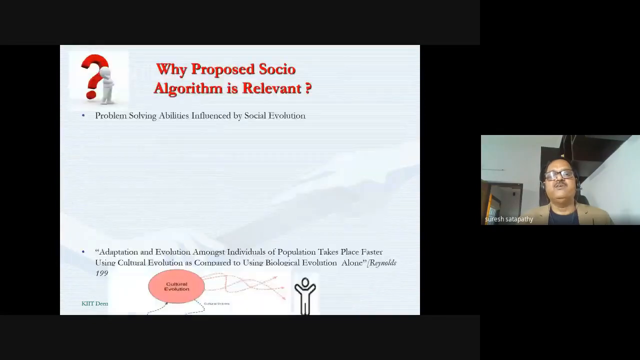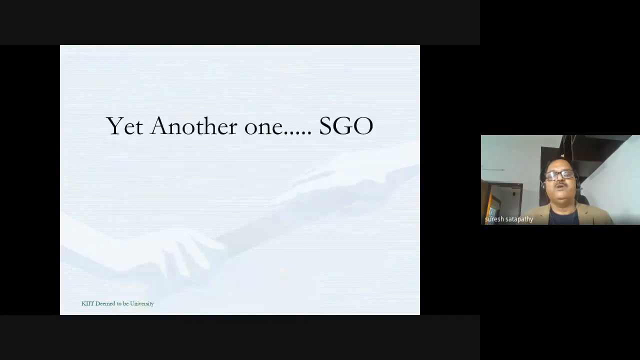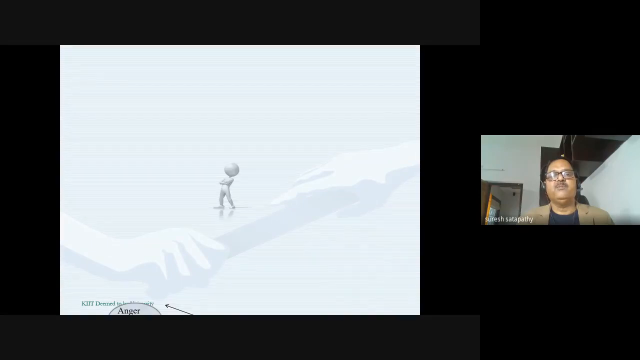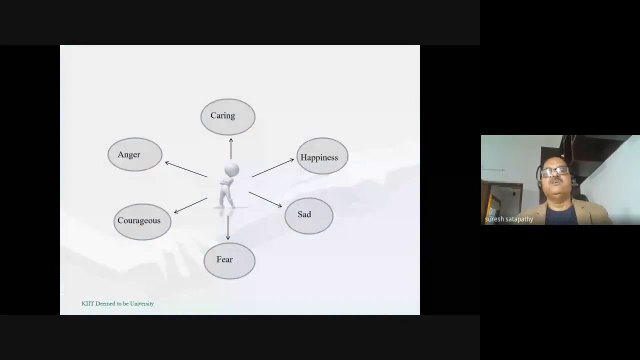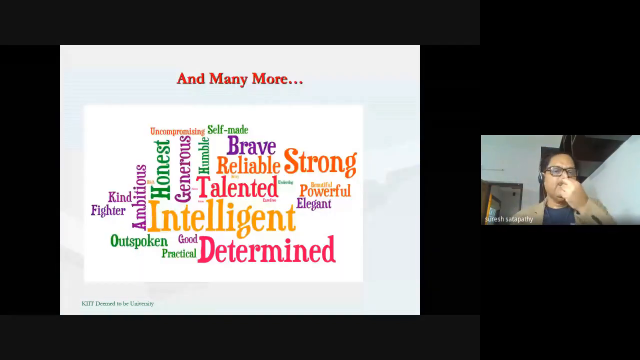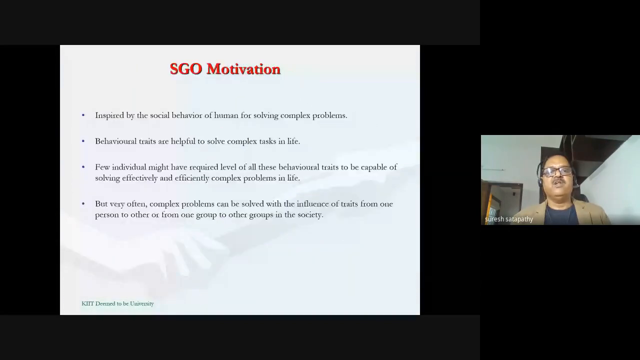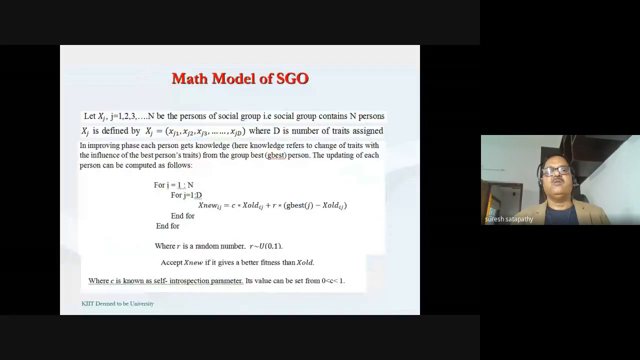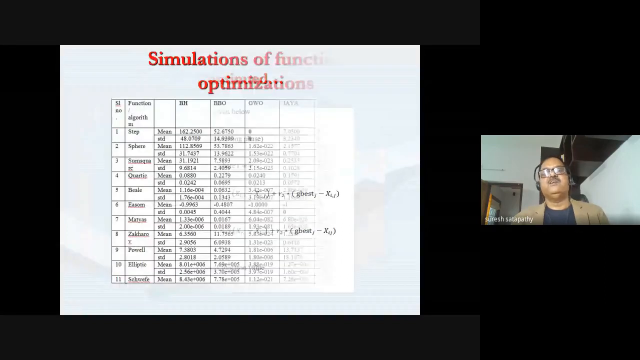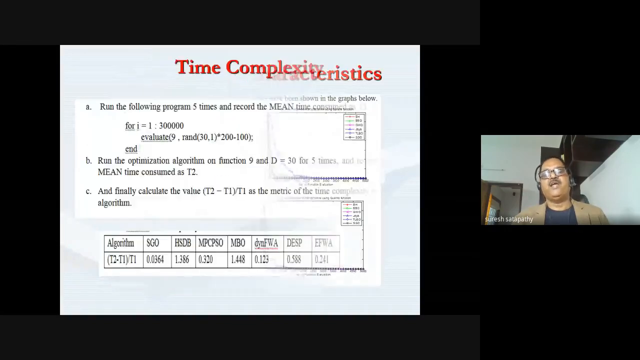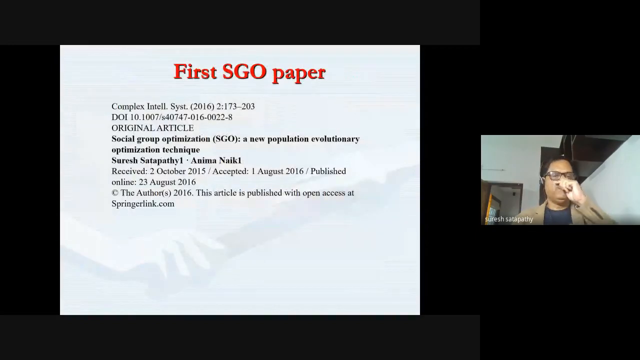The next one I have developed from the philosophy of Vivekananda, that is called SGO, Social Group Optimization technique. Both papers are available freely on the internet. I have taken his knowledge or his teaching and mathematically modeled it and then solved a lot of problems. These are the different problems which I have solved, with time complexity analysis. And this is the paper with my first PhD scholar, who became a gold medalist because of this work.